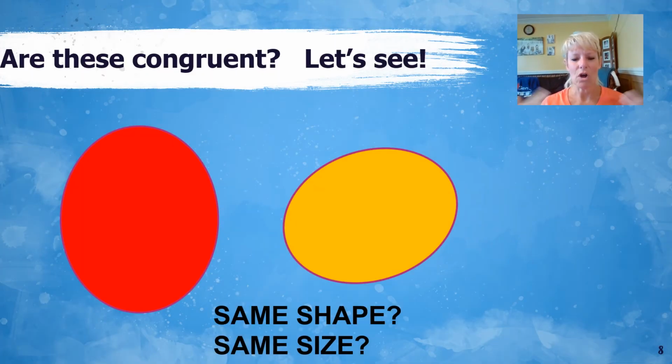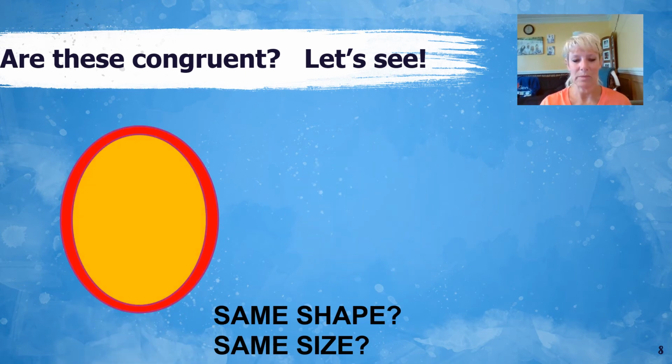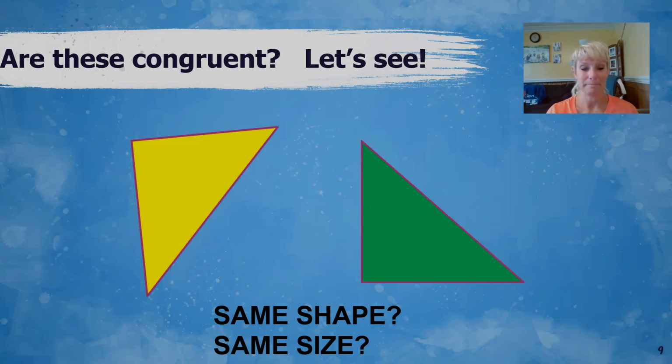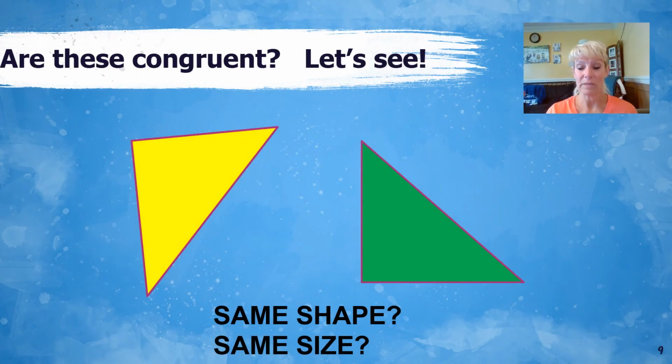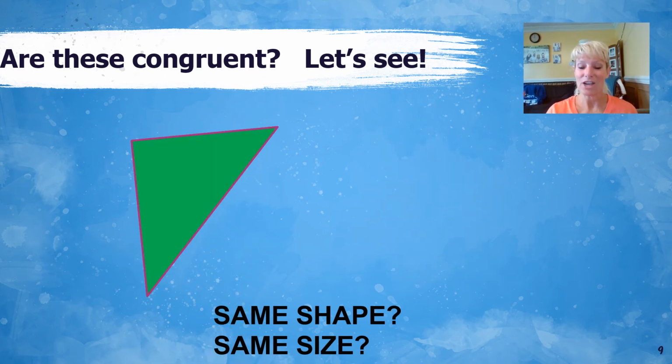Okay, so are these congruent? We're going to go ahead. I want you to make your best guess whether they're congruent, and then we'll check it out together. All right, let's see. We took it away and we brought it back. They're the same shape, but they are not the same size. All right, are these congruent? Make your best guess and then come on back. Take it away, bring it back up, and yes, they are congruent.